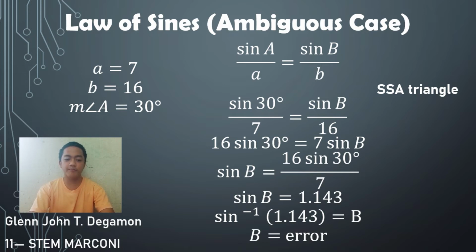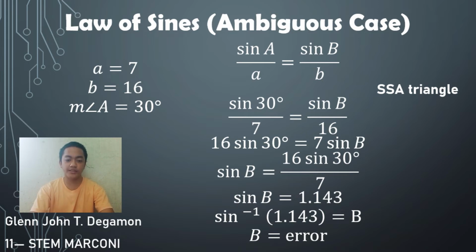A is equals to 7, B is equals to 16, and measurement of angle A is equals to 30 degrees into the equation. So this will be sine 30 all over 7 is equals to sine B over 16. So just cross multiply the two expressions in the equation. So this will be 16 sine 30 is equals to 7 sine B.